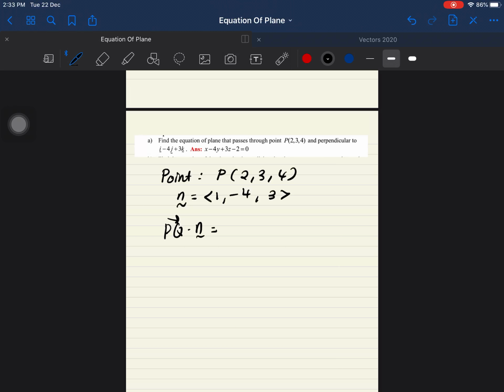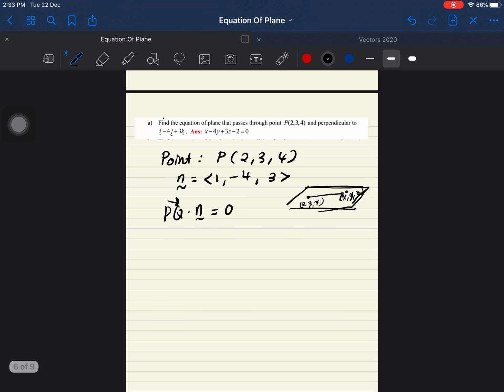So by using PQ dot N is equals to 0, okay, so macam mana wujudnya PQ dot N ni? So like say this is your plane here. So atas plane ni ada point 2, 3, 4. Okay, so along this plane ni akan ada satu point yang you tak tahu nilai dia, and kita letkan dia jadi X, Y, Z. Okay, so macam mana kita dapatkan PQ? OQ minus OP. So kita assume that kita punya Q adalah X, Y, Z.